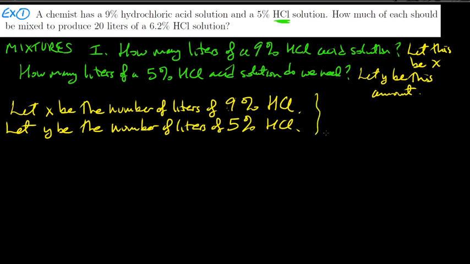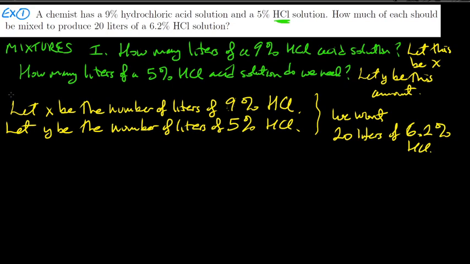And what we want to get is 20 liters of a 6.2% hydrochloric acid solution. So yeah, we want exactly 6.2% of the 20 liters to be hydrochloric acid, right? So we're going to mix these two together, hoping to get 20 liters of the 6.2% hydrochloric acid solution.